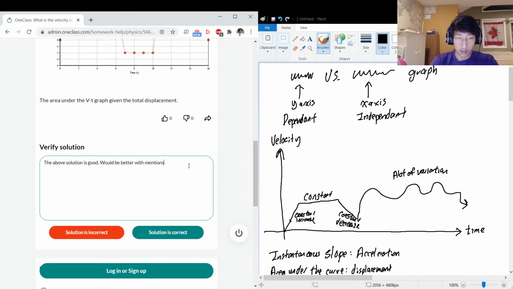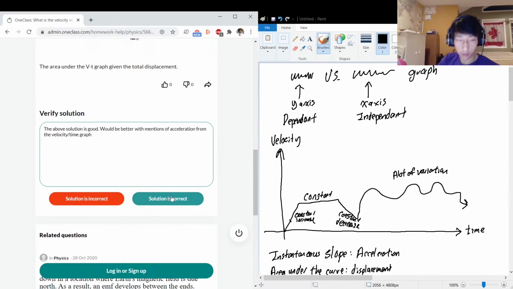With mentions of acceleration from the velocity time graph. Cool. So yeah, I would say that is pretty much correct.